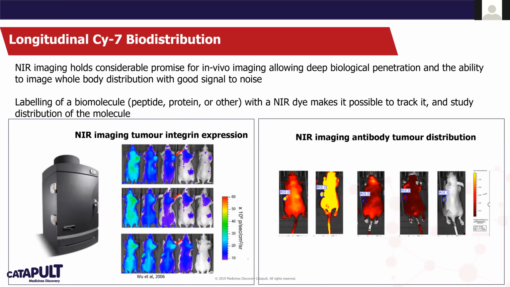As an example, the image on the right-hand side looks at an antibody and is able to longitudinally assess tumour distribution. So we look at the penetration and accumulation of the antibody across time, but also where else it goes within the body. You can see that longitudinal assessment in the images here.